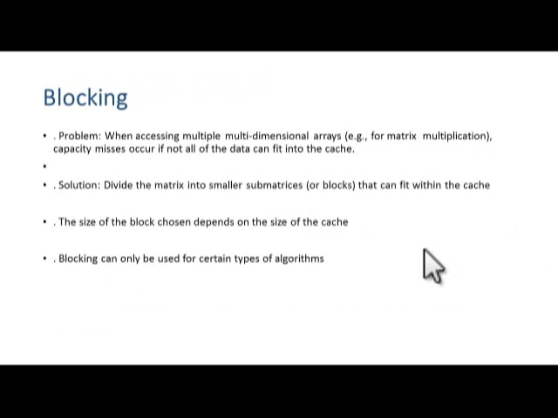The fourth technique I am going to discuss is blocking. Blocking is useful when we are going to access a multi-dimensional array, for example, matrix multiplication. The capacity misses occur if all the data cannot fit into the cache. The solution provided by blocking is that we divide a matrix into smaller submatrices that can fit into the cache. The size of the blocks is chosen depending upon the size of the cache, and blocking can be useful for certain types of algorithms.